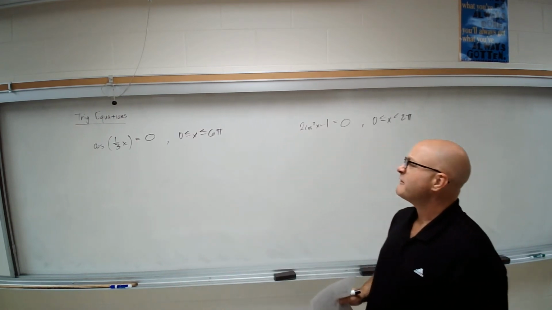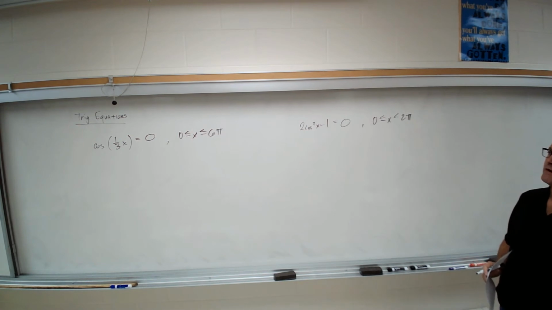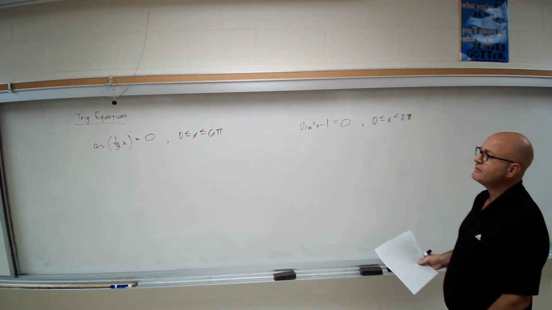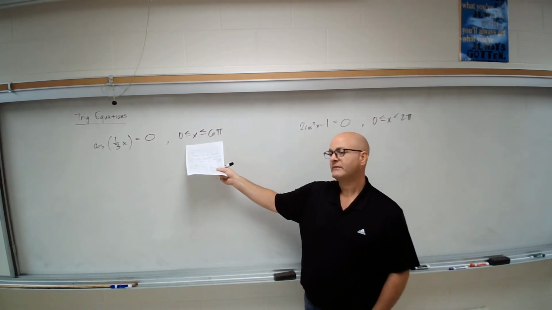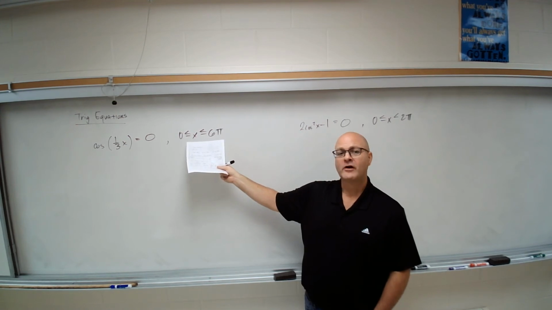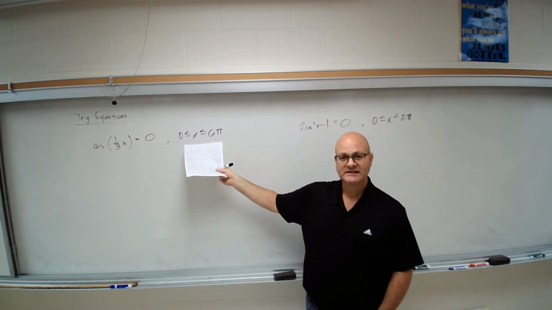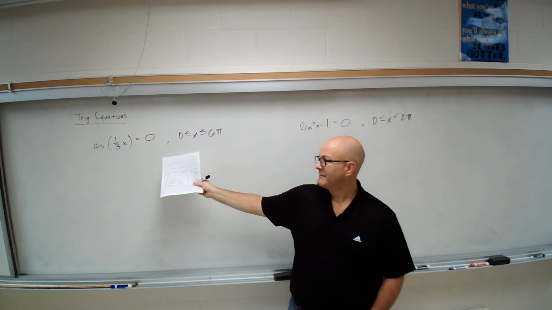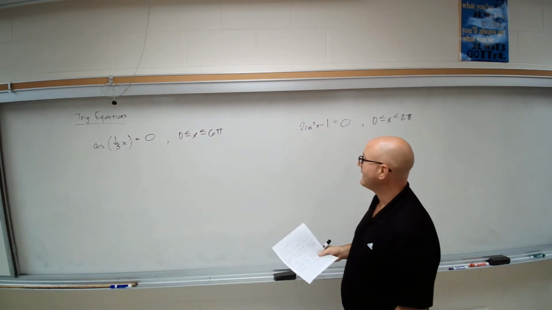Okay, so here are a few more. We have the cosine of 1/3 x equals 0. Now you do notice here the interval for our answers is bigger, right? It goes from 0 to 6 pi. And that's going to be because of that 1/3 in there. We'll see why that happens.